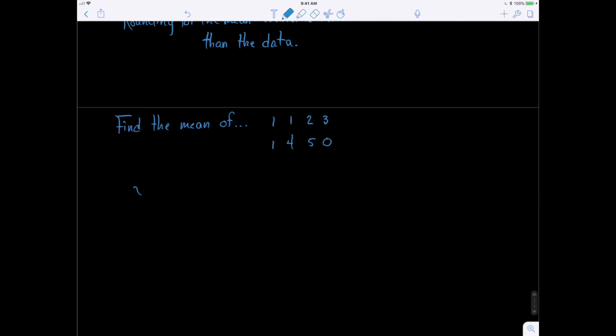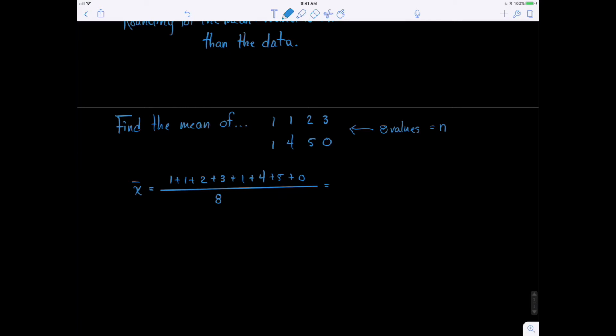So then I'm going to write this as X bar equals, and I like the big fraction, so I'll write this as 1 plus 1 plus 2 plus 3 plus 1 plus 4 plus 5 plus 0, all that. And then notice now I have 8 data values. So that's our n. n is 8. So divide this by 8.